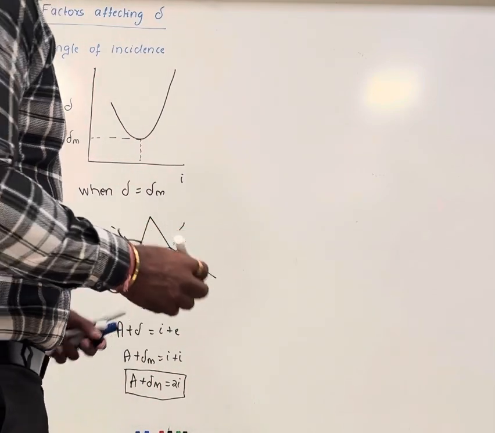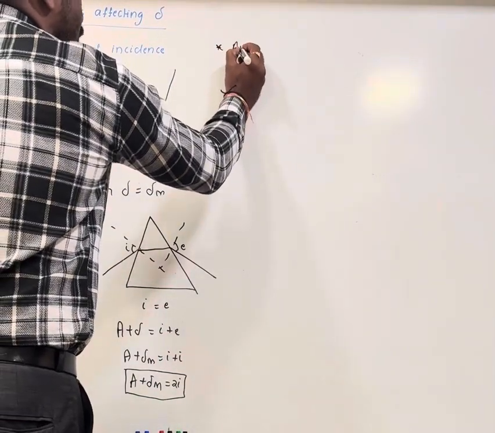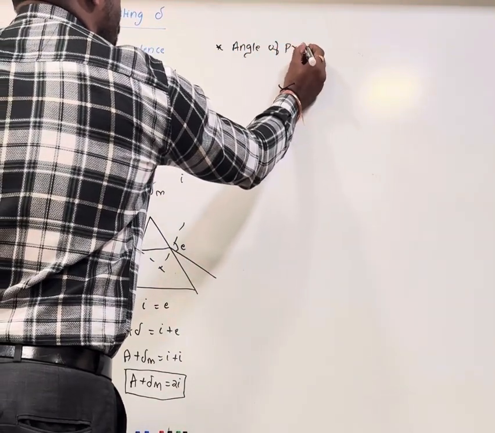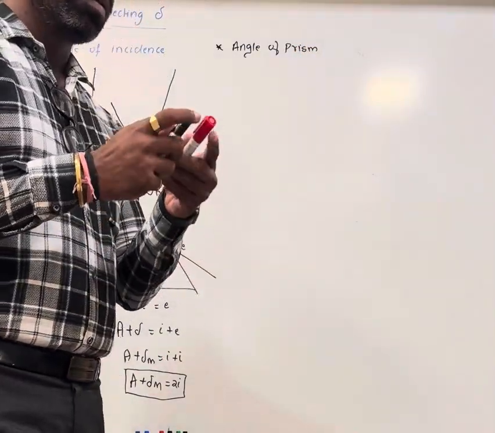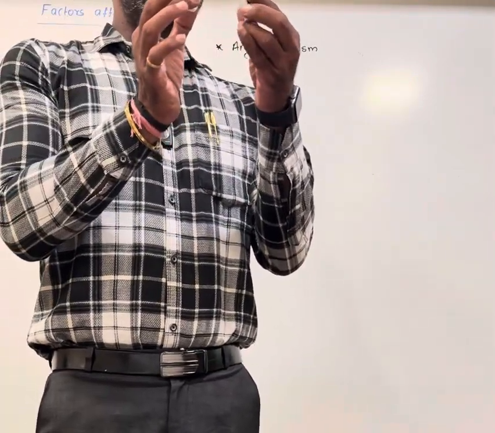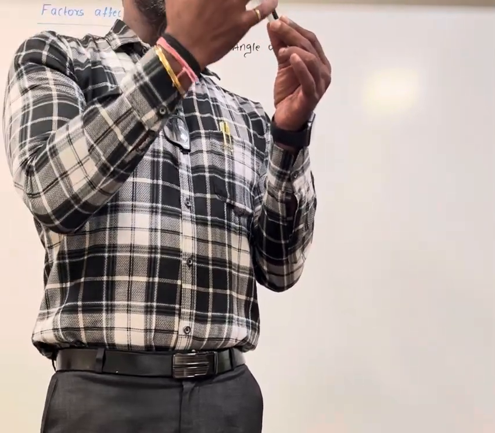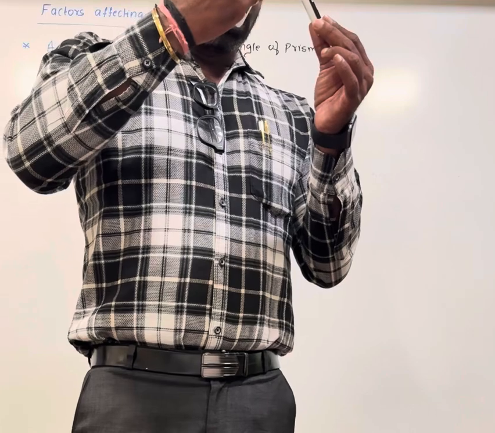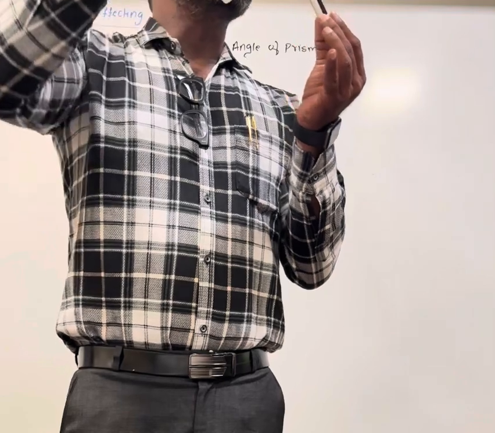Now, second factor affecting angle of deviation is angle of prism. Suppose see, this is prism. This is angle of prism. Now, if I increase angle of prism, so this prism will become thicker or thin? Thicker. Because as angle of this prism is increasing, refracting edges will move away from each other. So prism will become thicker.